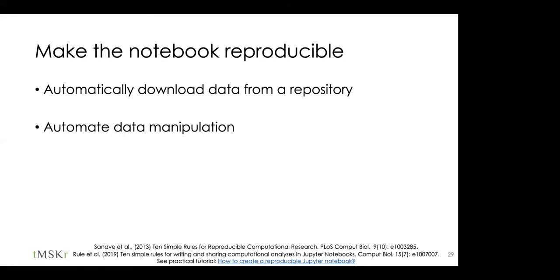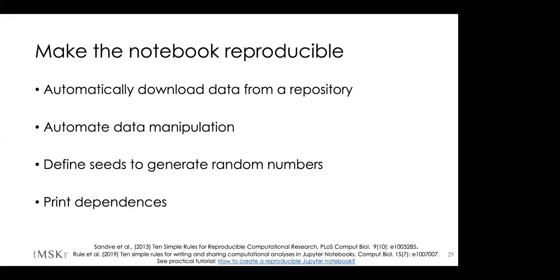The second thing is to always automate data manipulation. If you crop some images, don't do it manually, do it in the notebook, because otherwise it is very hard to go back from the derived data to the original data. We should define seeds when we use random numbers, because random number generation is not random at all. Providing the initial seed allows the notebook to be reproducible even when there is supposed to be randomness. And finally, always print dependencies.